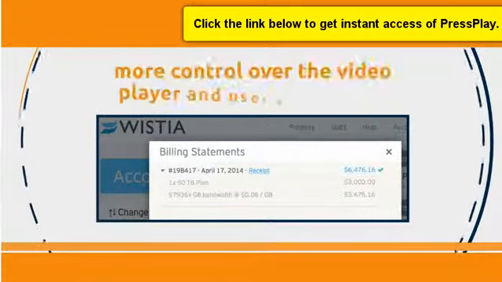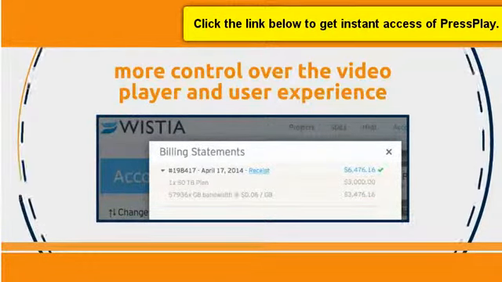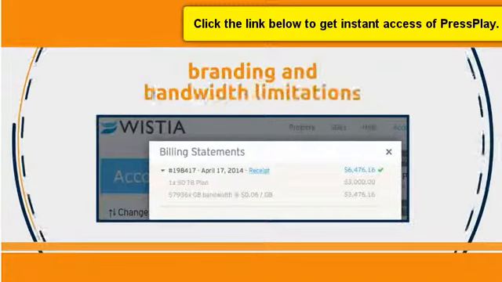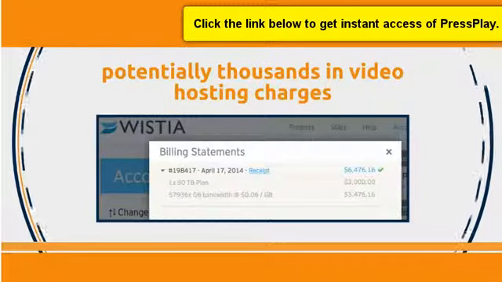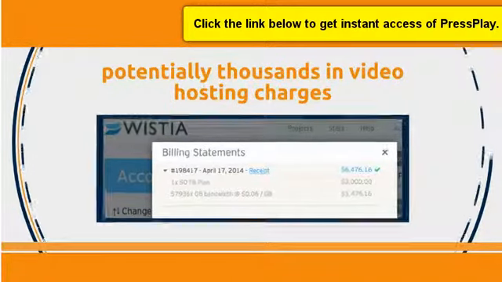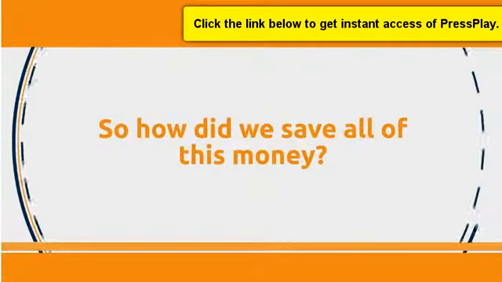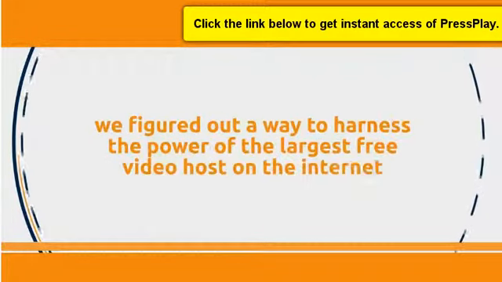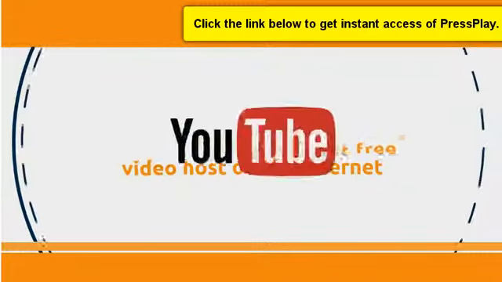They provide more control over the video player and user experience, however, you have branding and bandwidth limitations. Not to mention potentially thousands in video hosting charges as showcased above. So how did we save all this money? For starters, we stopped using Wistia. Secondly, we figured out a way to harness the power of the largest free video host on the internet, YouTube.